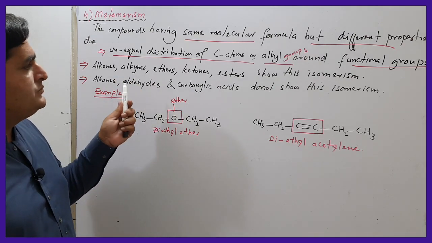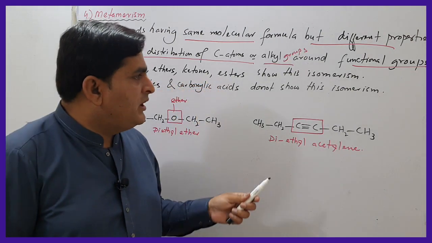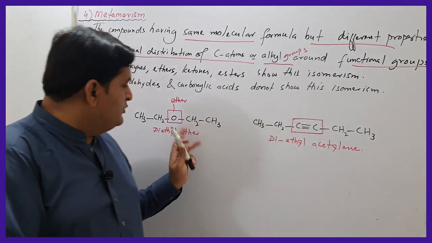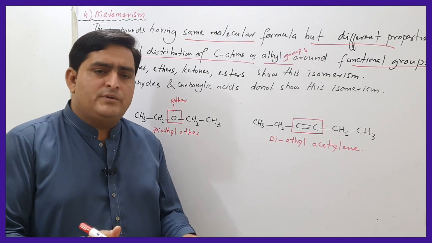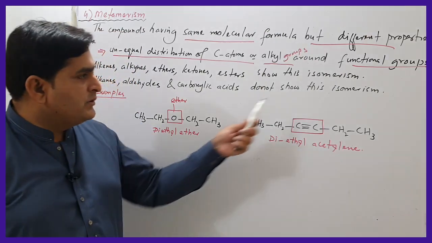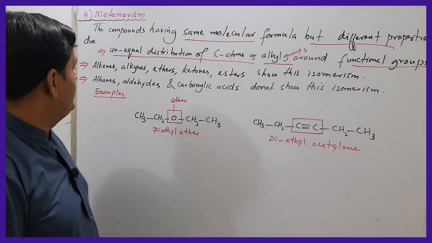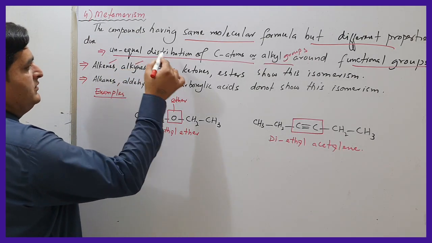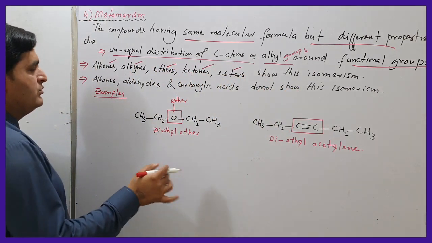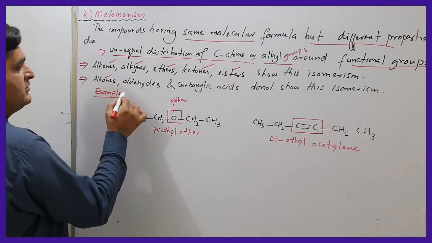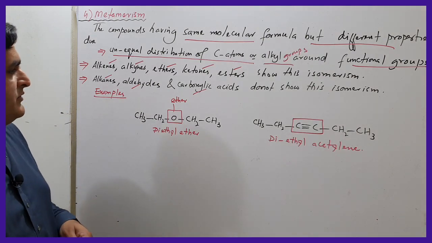So these isomers differ in the number of carbon atoms or unequal distribution of carbon atoms around these functional groups, or they differ in the nature of alkyl groups around a functional group. Which types of compounds show this isomerism? Alkynes, ethers, ketones, and esters show this isomerism, and alkanes, aldehydes, and carboxylic acids do not show this type of isomerism.